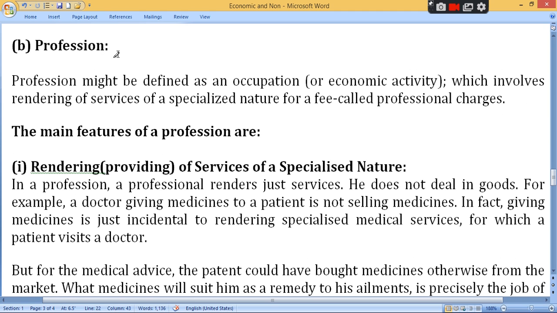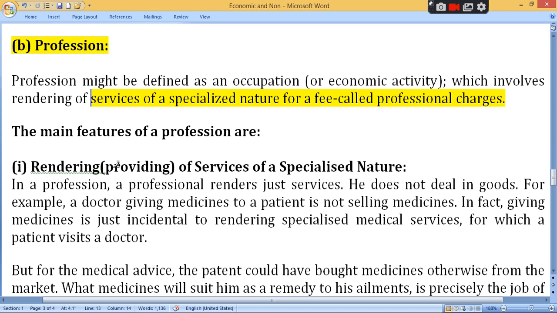Then the second part is profession. First part, economic activity, that is business. Clear? Then the second part is profession. So here profession means to provide expert service. Clear? Profession might be defined as an occupation or economic activity which involves rendering of service of a specialized nature. Here it is services. What comes in profession? Services. Clear? Of your expert skill, according to your skill, according to your specialization. For that you have to charge fees.